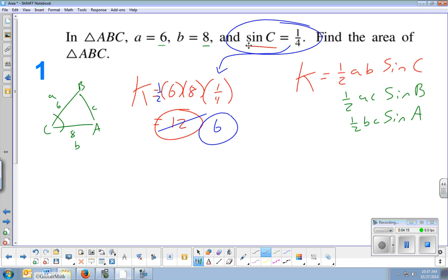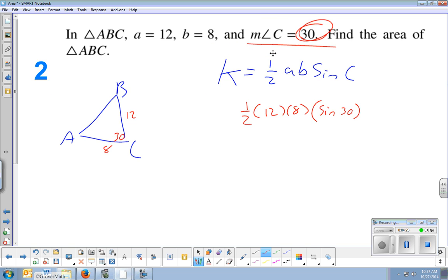If they give you sine, it's just the ratio they give you. So don't get too confused. You shouldn't be doing sine 1/4 here. It's just the fourth, because that's what sine is. And it shouldn't just be 30 here. It's sine 30. So it can get a little confusing.